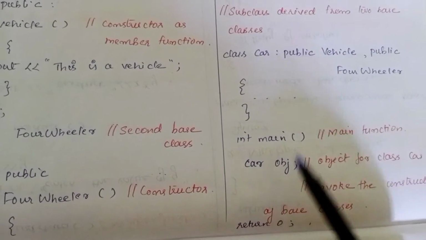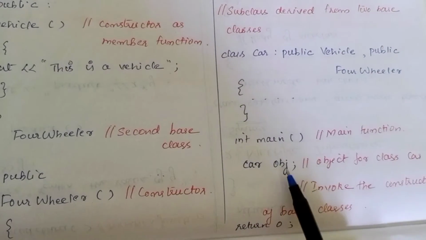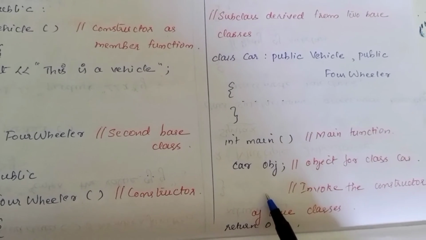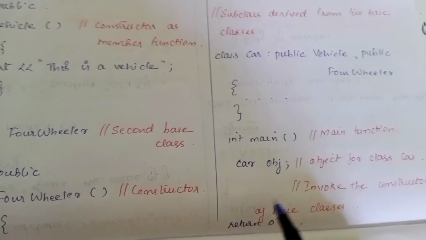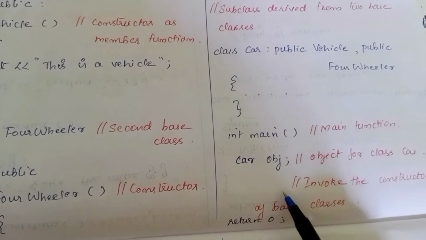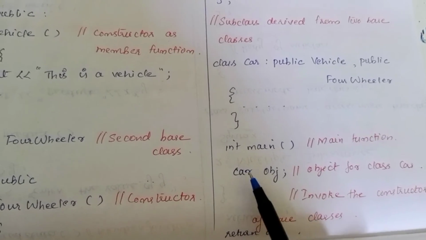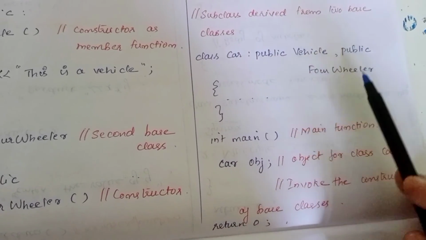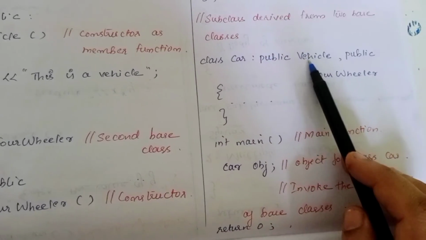Then start the main function. Inside the main function, I created an object for this subclass, the car object. We all know the function of a constructor: when we create an object, the constructor is invoked automatically. So here we create an object for the subclass car. The base classes of car are vehicle and 4-wheeler, and we know the subclass car can get the properties of vehicle and 4-wheeler.